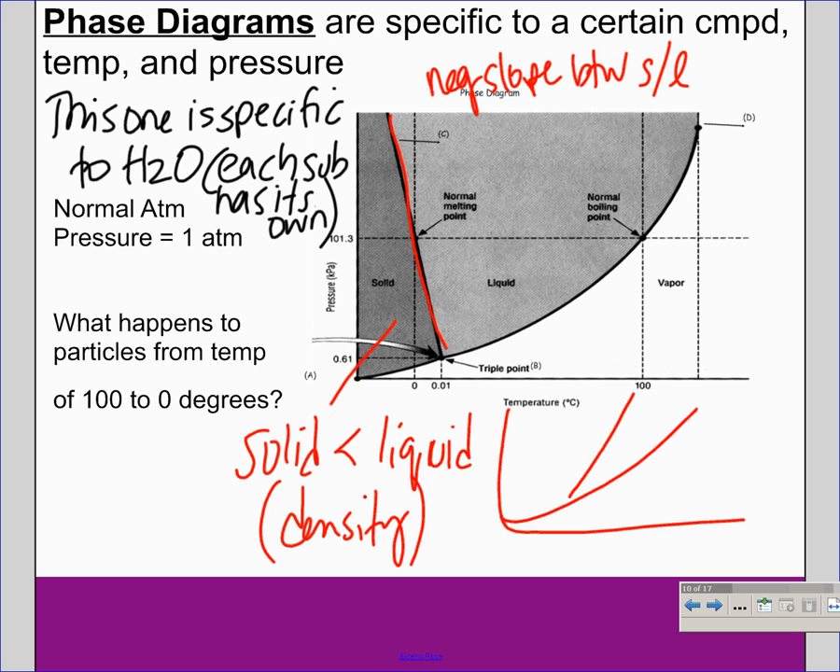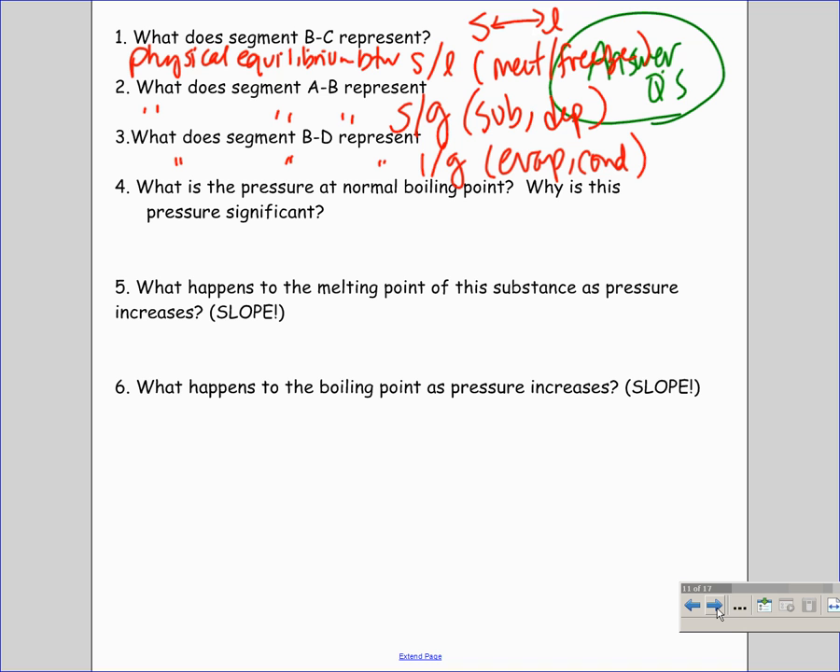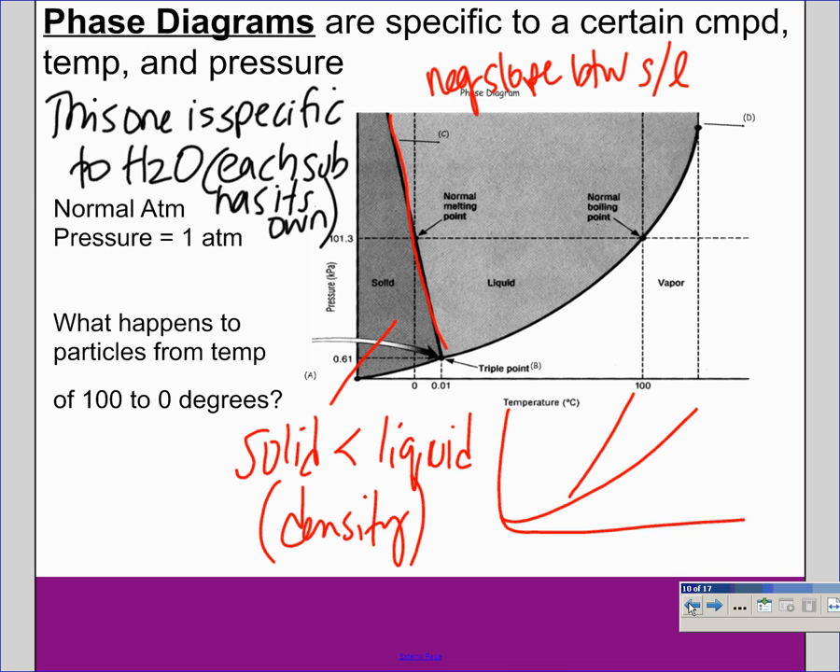So let's go through and answer the rest of these. Four. What is the pressure at normal boiling point? Why is this pressure significant? Normal boiling point, what did normal mean again? No, normal didn't mean 100 degrees. Normal meant normal pressure. Normal pressure for us is one atmosphere, and that is the normal boiling point. It means you read this graph at one atmosphere, and that says 101.3. One atmosphere equals 101.3 kilopascals. So I can give you pretty much any unit there.